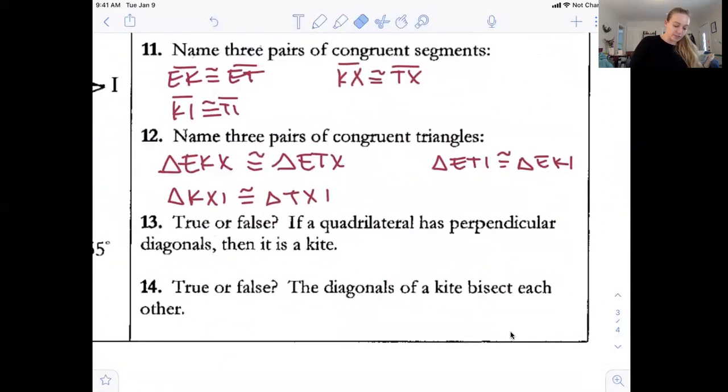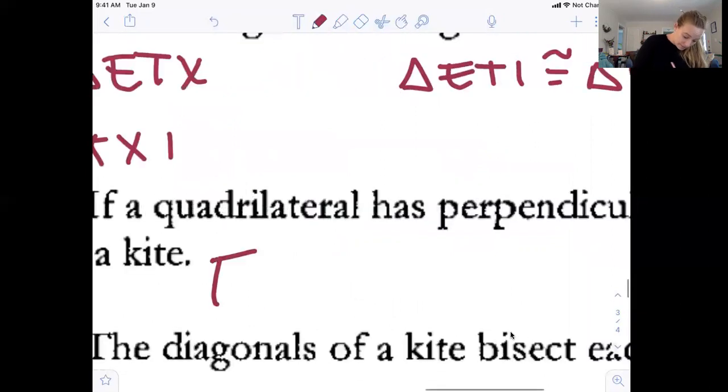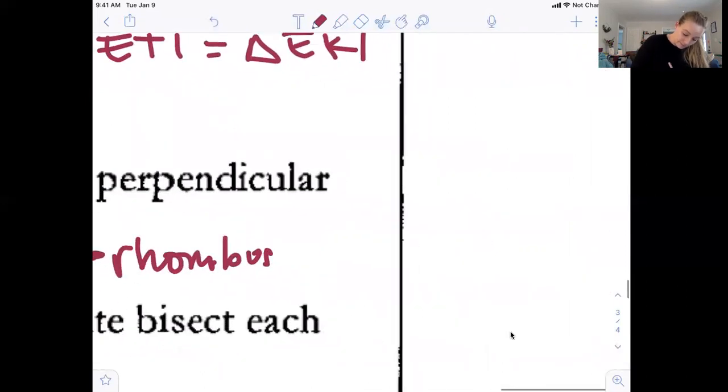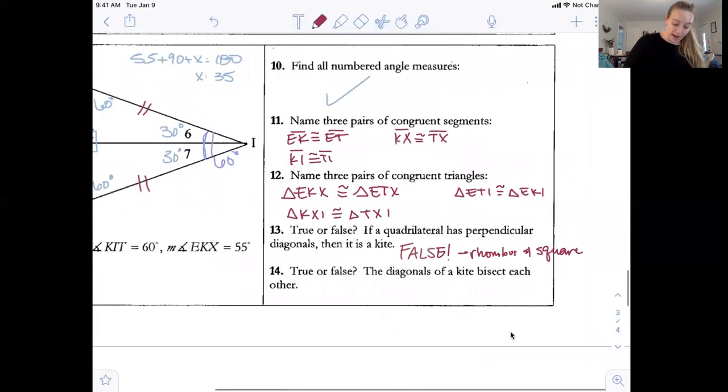The last 2 are true and false. True or false? If a quadrilateral has perpendicular diagonals, then it's a kite. Is that the only quadrilateral we know with perpendicular diagonals? No, right? The other day we literally learned about rhombuses and squares also have perpendicular diagonals. So if I know it's a four-sided figure with perpendicular diagonals, it could be a rhombus or it could be a square.